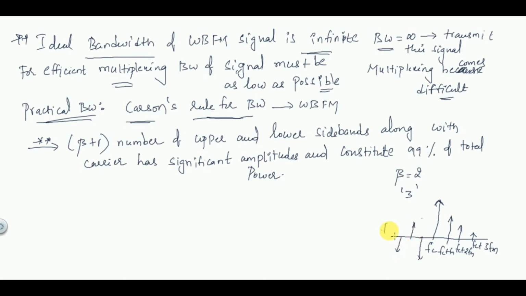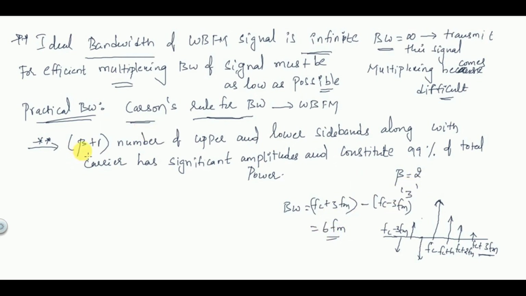So this is FC minus 3 FM. These are the frequencies, positive frequencies. In that case, what will be the bandwidth? Bandwidth is equal to FC plus 3 FM minus FC minus 3 FM. So it will become 6 FM. Yes or no? So it becomes 6 FM.